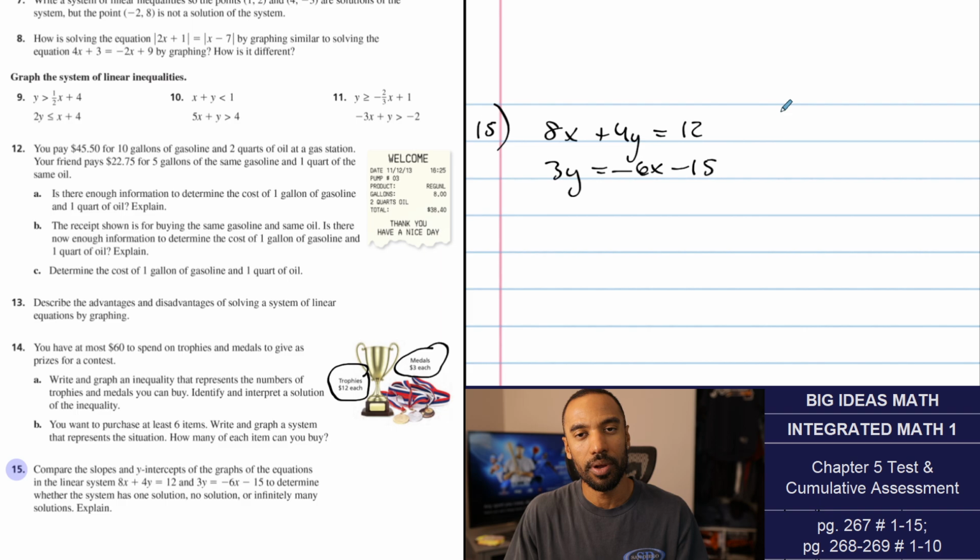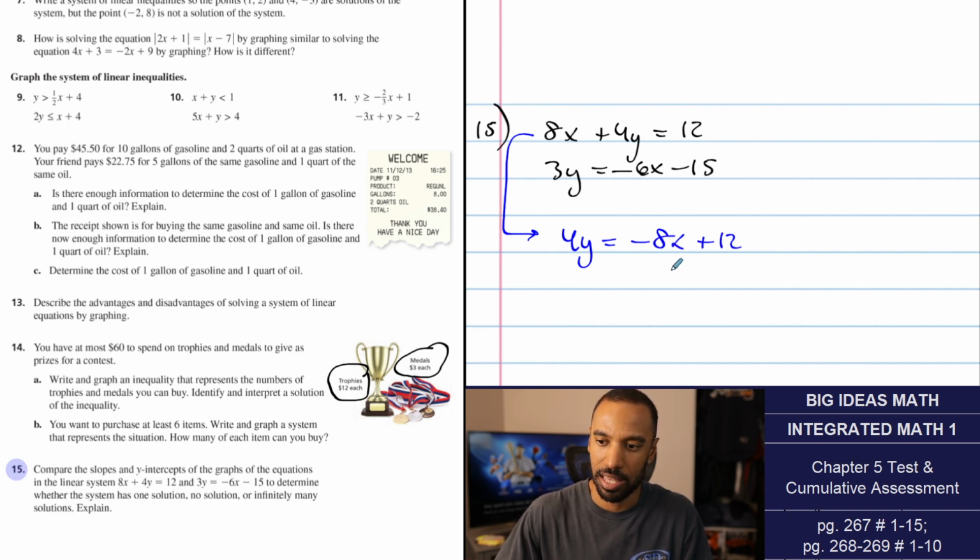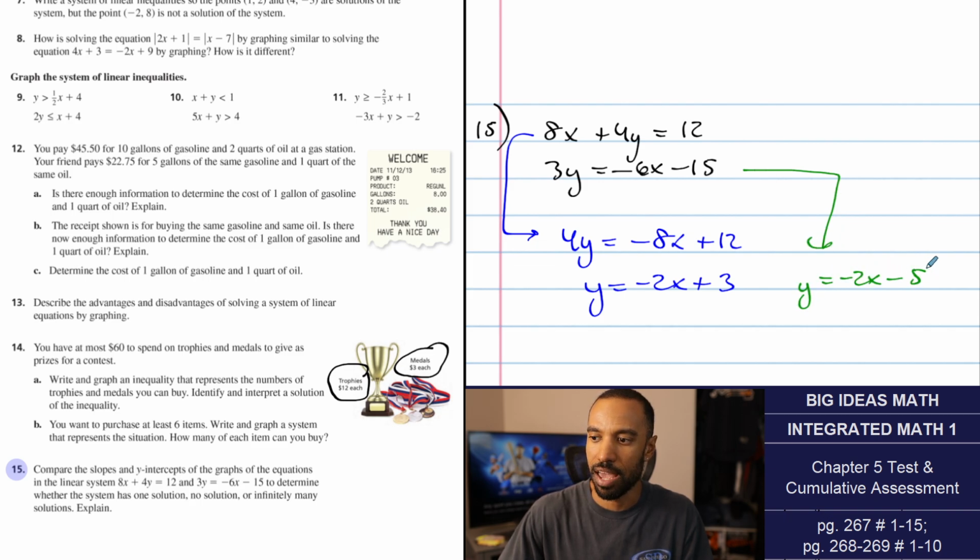Yeah, a lot of these we don't have to graph. If they're parallel, then we've got to see if the y-intercepts are the same or different. And that's what I want to do. I'm going to get these in slope-intercept form. Let's get y by itself here by subtracting 8x and then dividing by 4. We get negative 2x plus 3. And then on this one here, if I divide everything by 3, you get y is negative 2x minus 5.